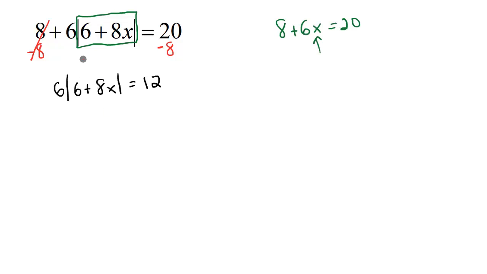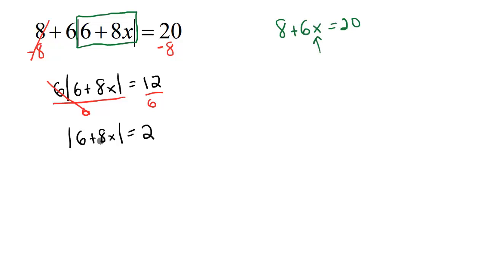Keep solving this. We want to get the absolute value stuff by itself. So undo the multiplication of 6 by dividing by 6, which means we divide that side by 6. 6 over 6 is just 1, so it cancels out. And we're left with the absolute value of 6 plus 8x. And then 12 divided by 6 is 2. Now this is what we wanted. We got the absolute value section by itself.